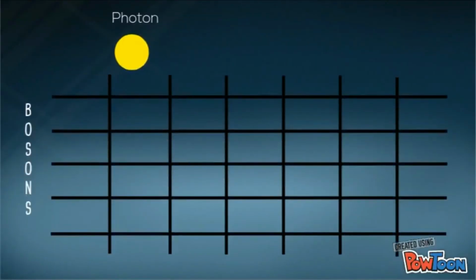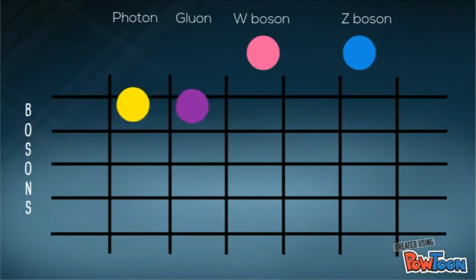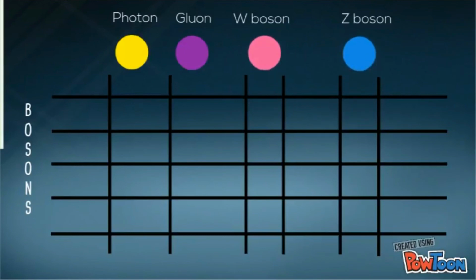Photons, gluons, and W and Z particles are bosons without their own mass. Photons and gluons do not show any mass because they do not interact at all with the Higgs field. On the other hand, the W and Z particles interact strongly with the Higgs field, so they show a huge mass.